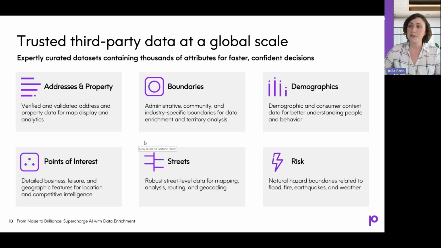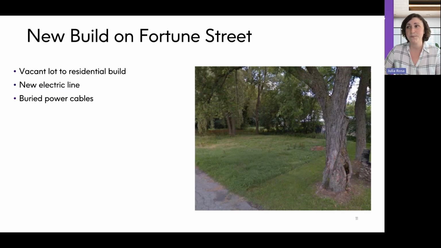So with that, we're going to go into some examples of how this data can be used and has been used on a more small scale, but in an example that really is applicable at any level of business that you're looking at.